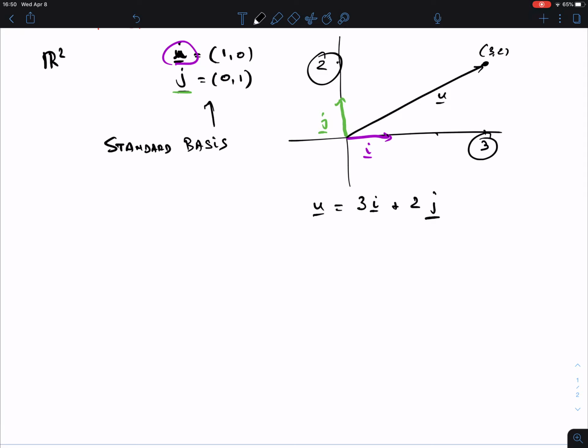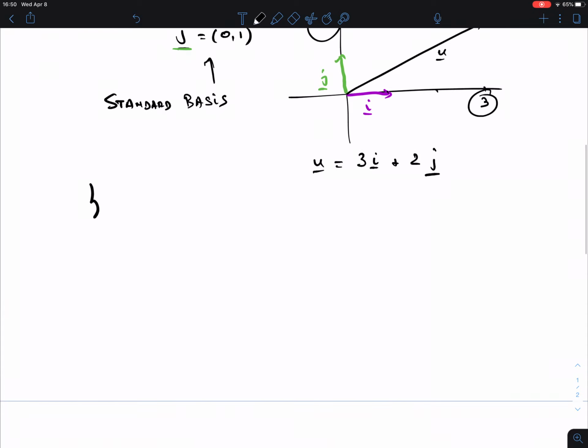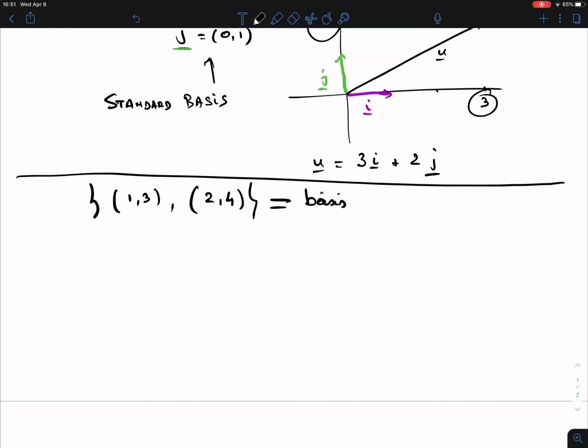So now comes the question. I'm claiming that this is also a basis. So let's take the vectors 1, 3 and the vector 2, 4. Now that's not entirely clear. I claim that this is a basis. So if I want to prove this, what should I do? Well, I have to show that every vector in the plane can be written as a linear combination of these two.